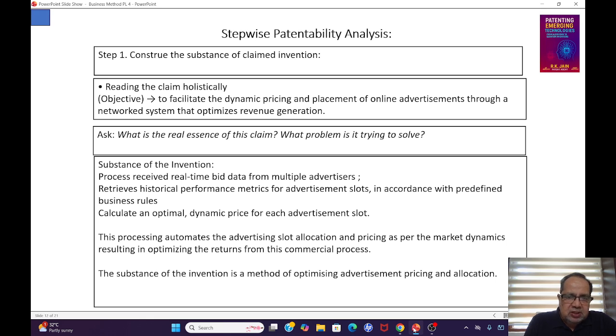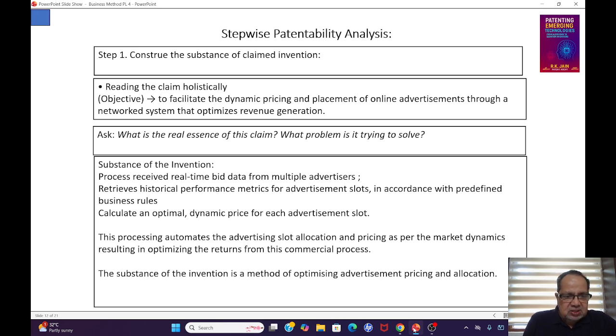As we mentioned, it is basically matching the bids with the specific advertisement slot which is available. This is the objective: you are optimizing revenue generation and matching the bids received with the online advertisement. That is, you are maximizing revenue generation depending on the demand and supply quotient. So what is the real essence of the claim and what problem is it trying to solve? These two questions are our asks for determining the substance of the invention.